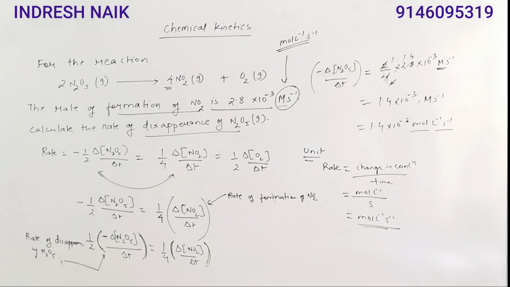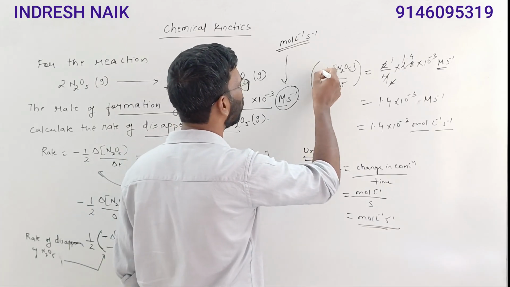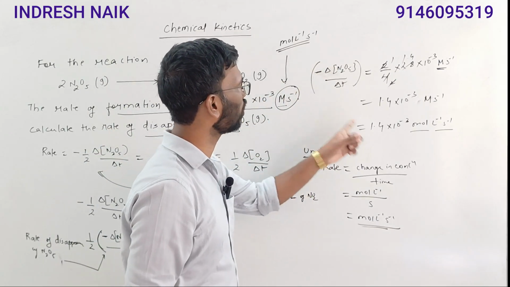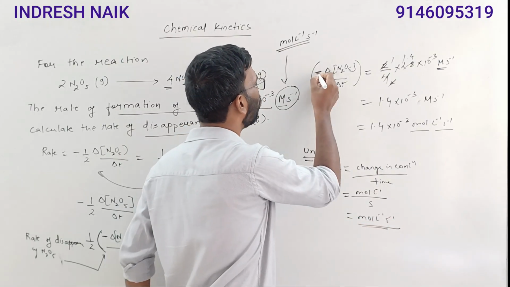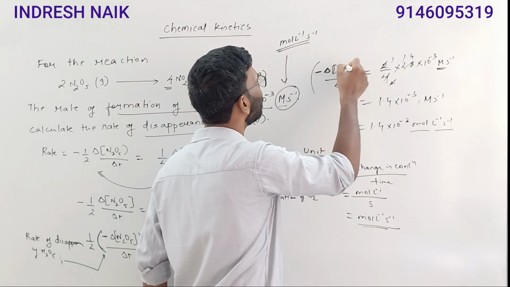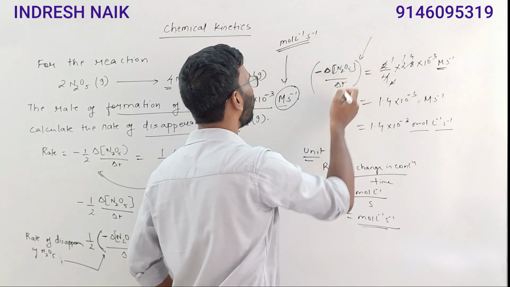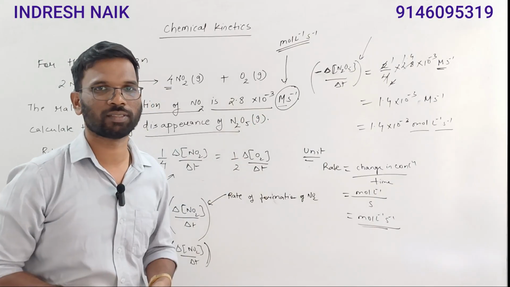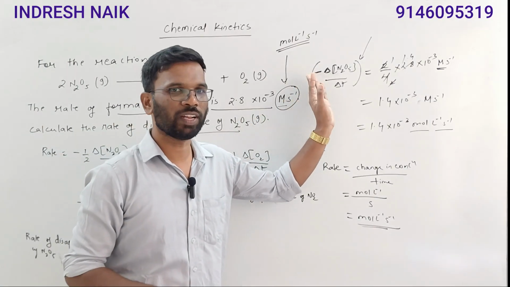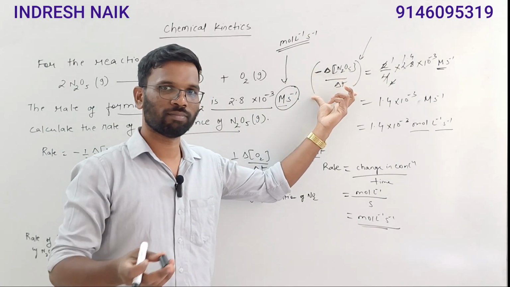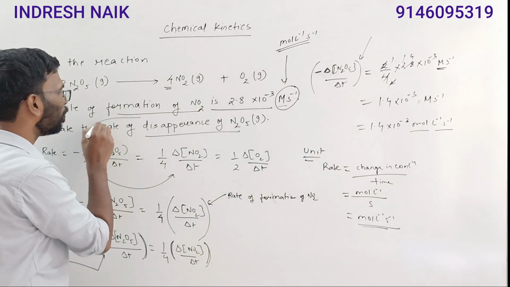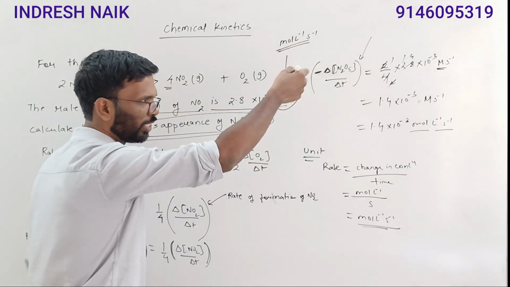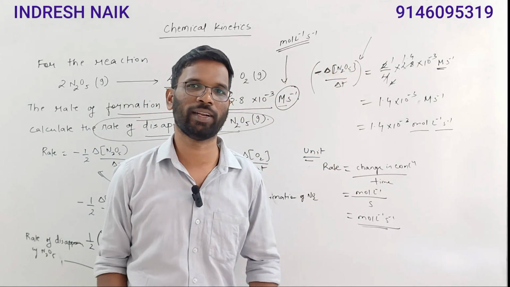Many students ask me what to do with this minus sign. Will it not come over here? No, because the minus sign together with this term is what gives the rate of appearance or rate of disappearance, so don't worry about the minus sign. Rate of disappearance mathematically is minus delta concentration of N2O5 by delta t.